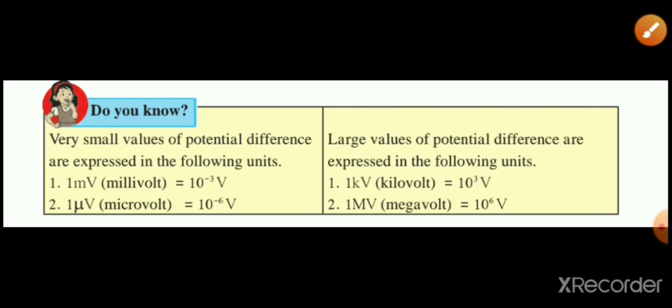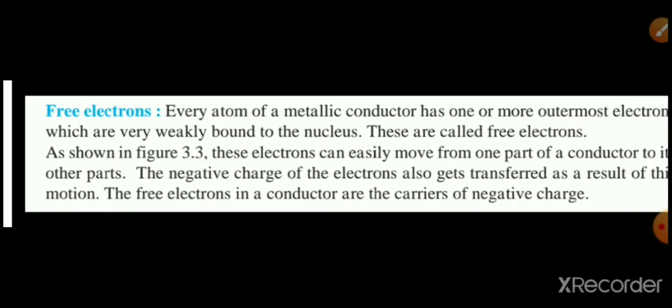Now large values of potential differences are expressed in the following units. 1 kV, that means 1 kilovolt, is equal to 10 raised to 3 volt, and 1 megavolt is equal to 10 raised to 6 volt. You can see here the conversion.